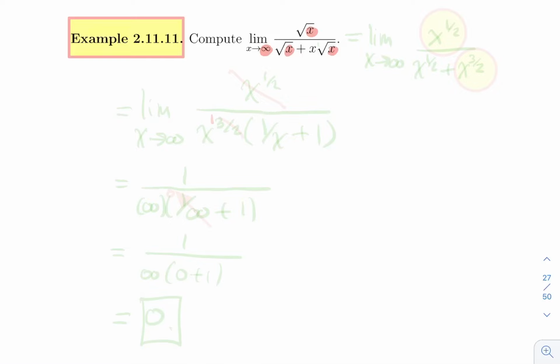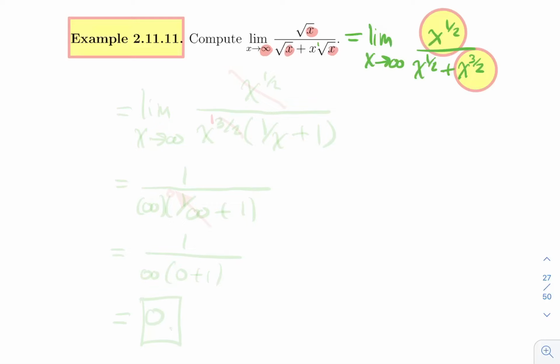Before I go through the steps, I like to identify which one is my highest power. I'm just going to rewrite them first using power notation. This limit is the same as the limit as x goes to infinity of x to the 1/2 over x to the 1/2, and here we have x to the 1 times x to the 1/2. These powers will add up to x to the power 3/2. And now I can see my highest power. At the numerator, I have x to the power 1/2, and at the denominator, my highest power is x to the power 3/2.